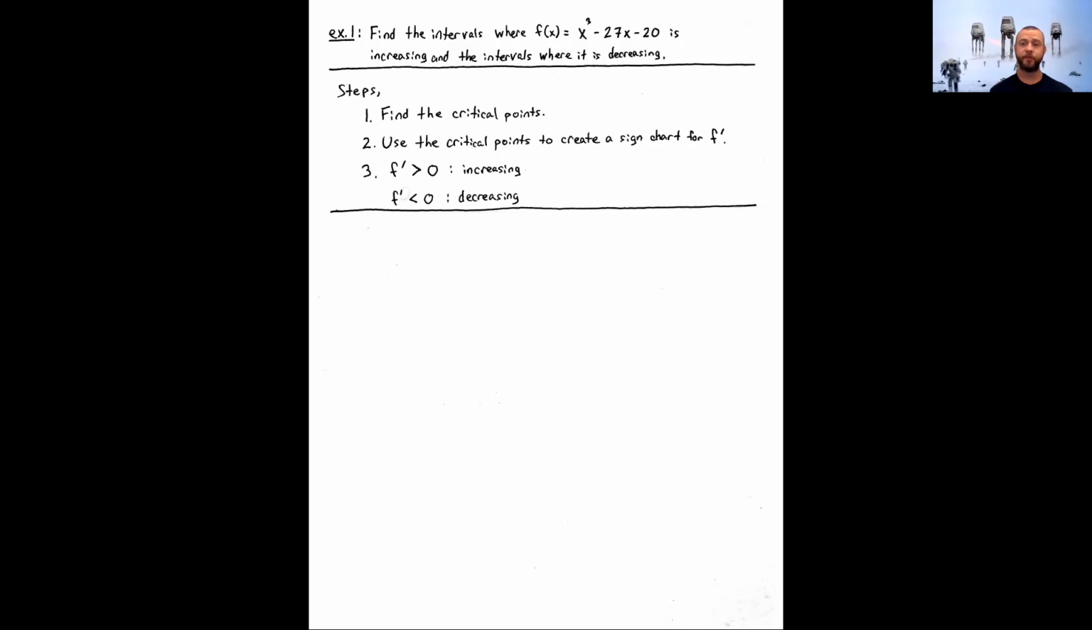We use here in step 2 the critical points to create what's called a sign chart for the first derivative. And the word sign here refers to positive or negative sign. So basically the critical points, we'll use that to get intervals, and then we'll determine on each interval if the first derivative is positive or negative. The third and final step makes use of our increasing decreasing test. Any interval where the first derivative is positive, the function is then increasing. Any interval where the first derivative is negative, the function is decreasing.